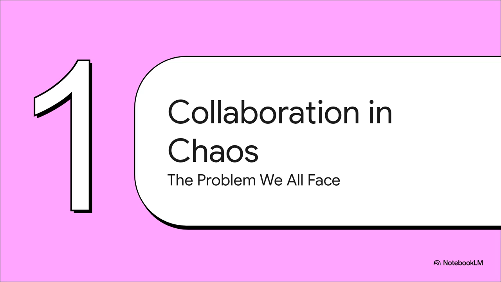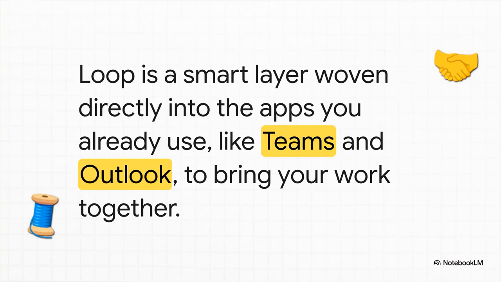So before we dive into the solution, let's just really sit with the problem for a second. Let's talk about the state of collaboration today, which for a lot of us is just, well, it's chaos. So, what's Microsoft's big idea here? Well, it's not about creating yet another app you have to go to. Instead, they describe Loop as a collaborative fabric. The best way to think about it is like a smart layer that's woven directly into the tools you already live in, Teams, Outlook, and it's designed to finally bring all your work together.